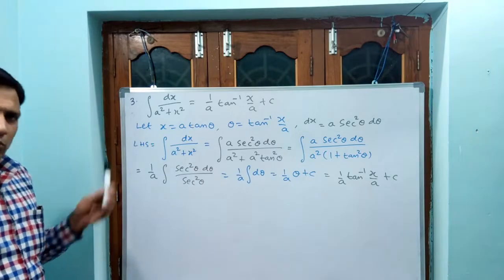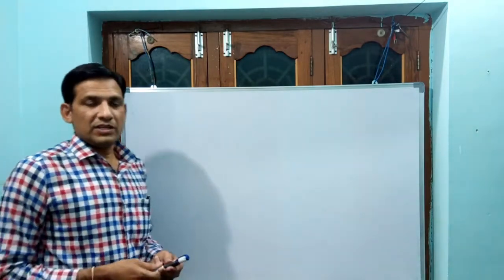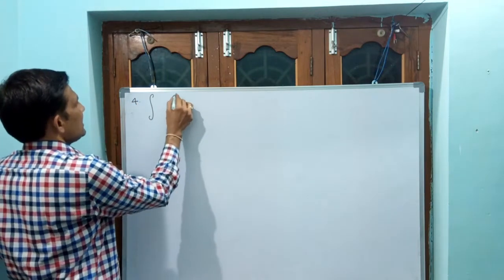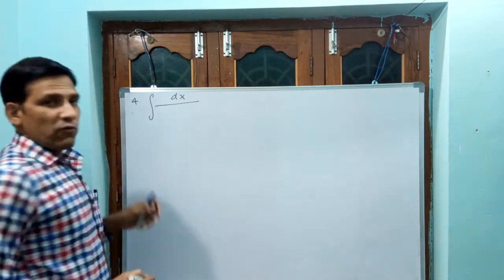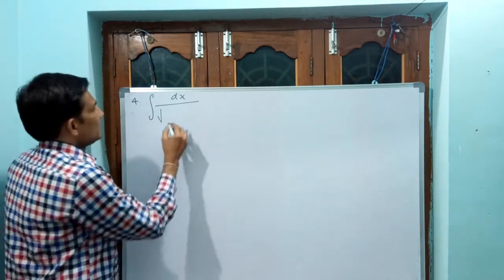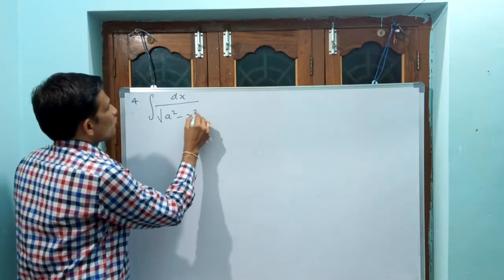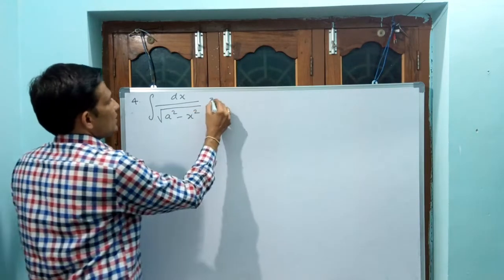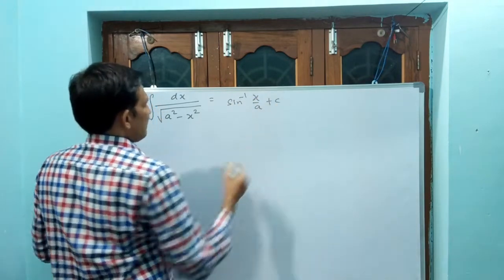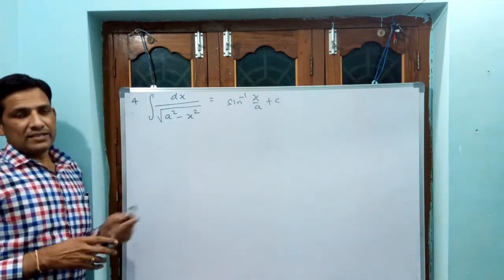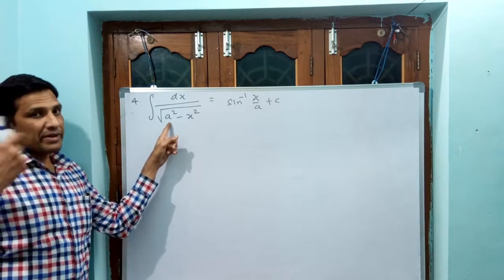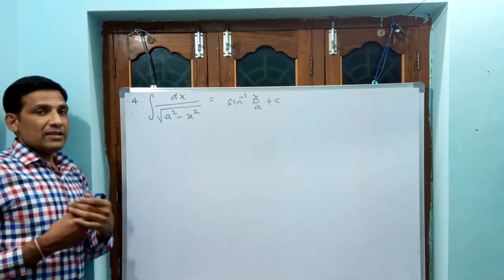You take this, we will go for the fourth result. See, the fourth result also we will see: integral dx by square root of a square minus x square is equal to sin inverse x by a plus c. Fourth, fifth, sixth, all with square root will come. Why? Because it is looking like 1 by square root of 1 minus x square. If I take a as 1, then sin inverse x by a will come.